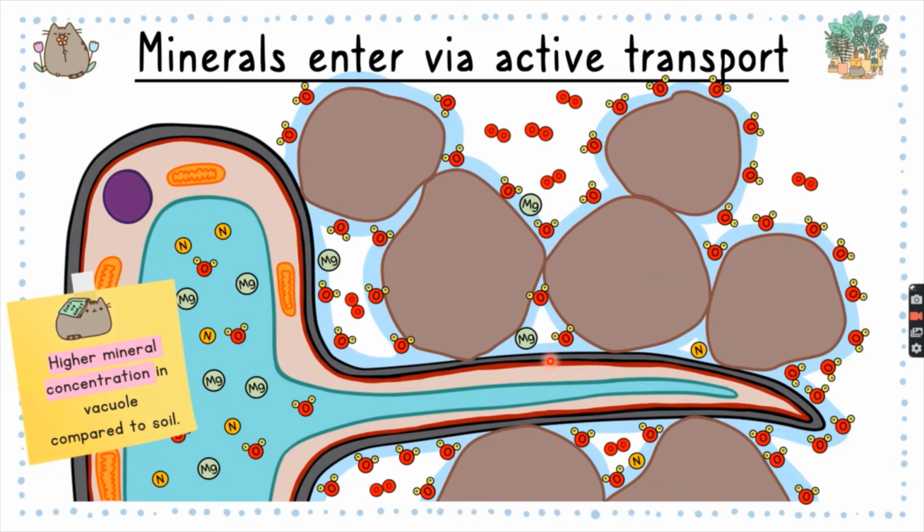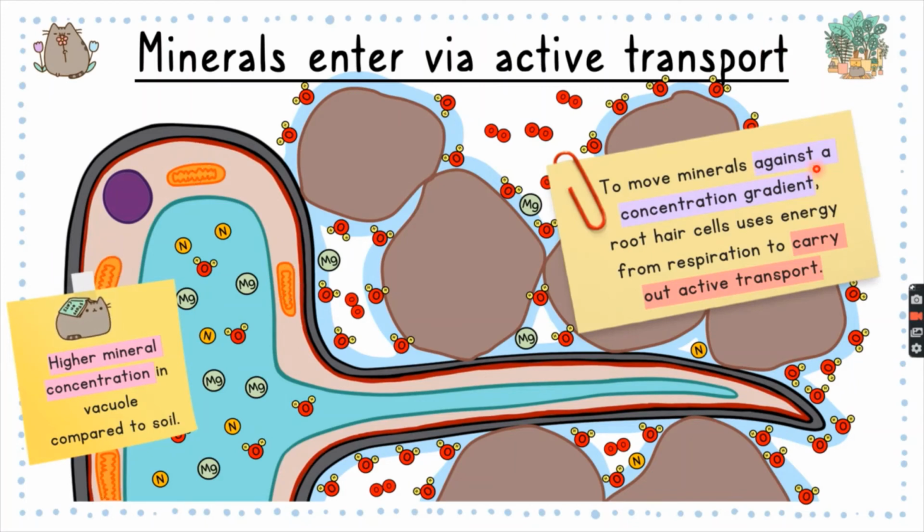So you have this difference in concentration gradient, and these minerals actually have to enter the region over here. So it has to go against a concentration gradient. Therefore, we need a little bit of help to bring them against a concentration gradient. And that's where these mitochondria are very important. Root hairs have a lot of mitochondria because they provide a lot of energy that is needed to move minerals against a concentration gradient.